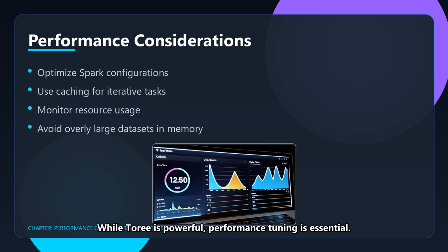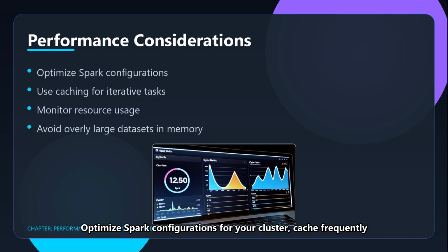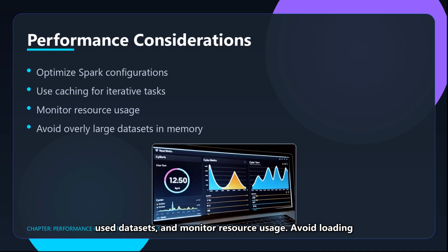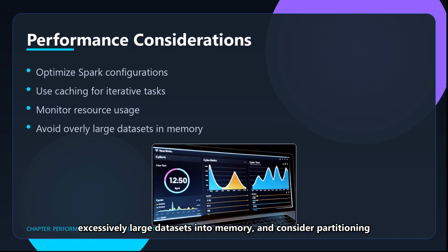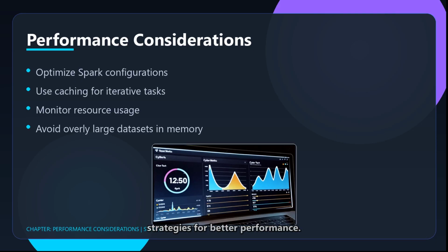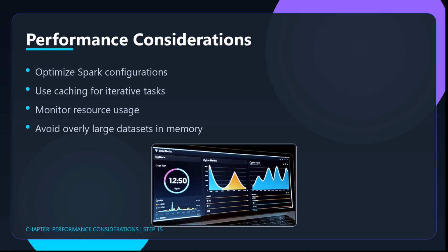While Toree is powerful, performance tuning is essential. Optimize Spark configurations for your cluster, cache frequently used datasets, and monitor resource usage. Avoid loading excessively large datasets into memory, and consider partitioning strategies for better performance.